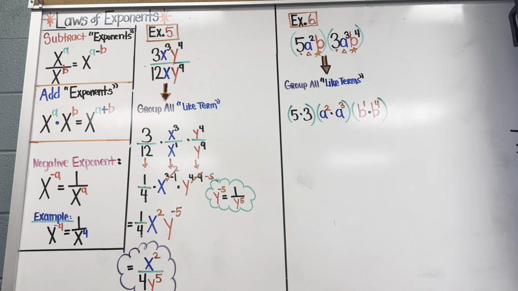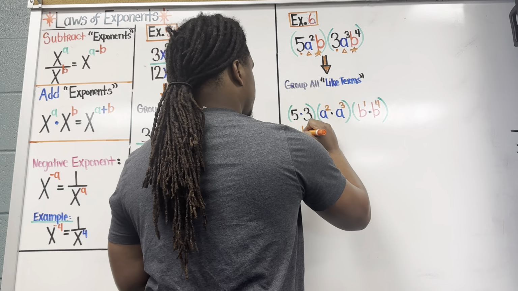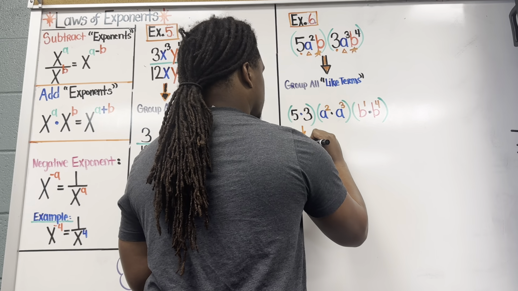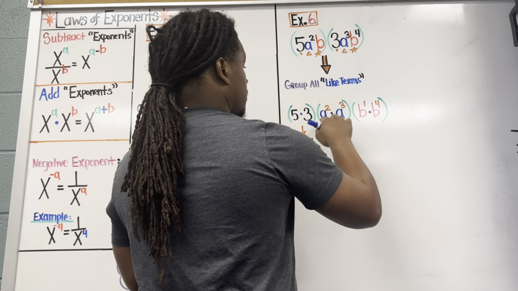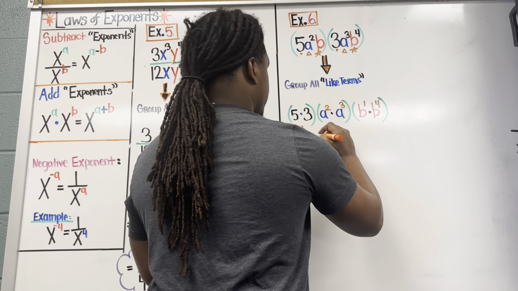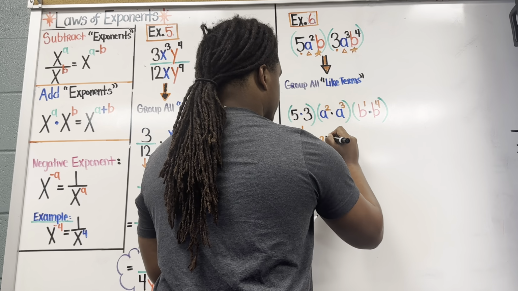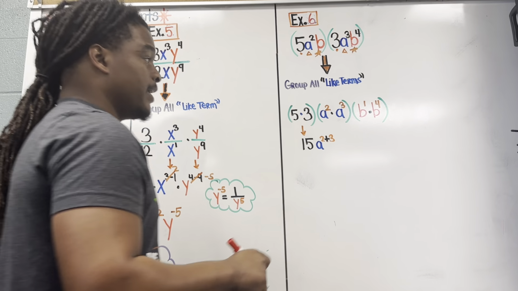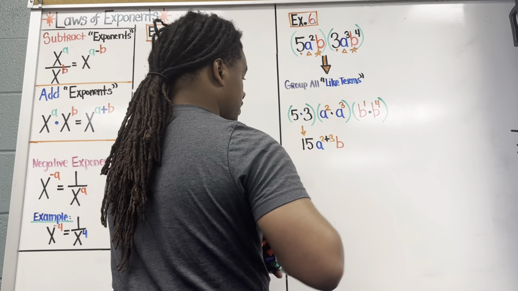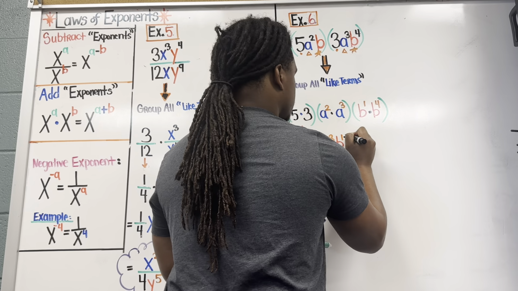Remember, the values with exponents, we add the exponents. So let's go ahead and start. 5 times 3 is 15. A to the second power times a to the third power is a to the second plus third power. And then b to the first power times b to the fourth power is b to the first plus fourth power. That's how we do that.